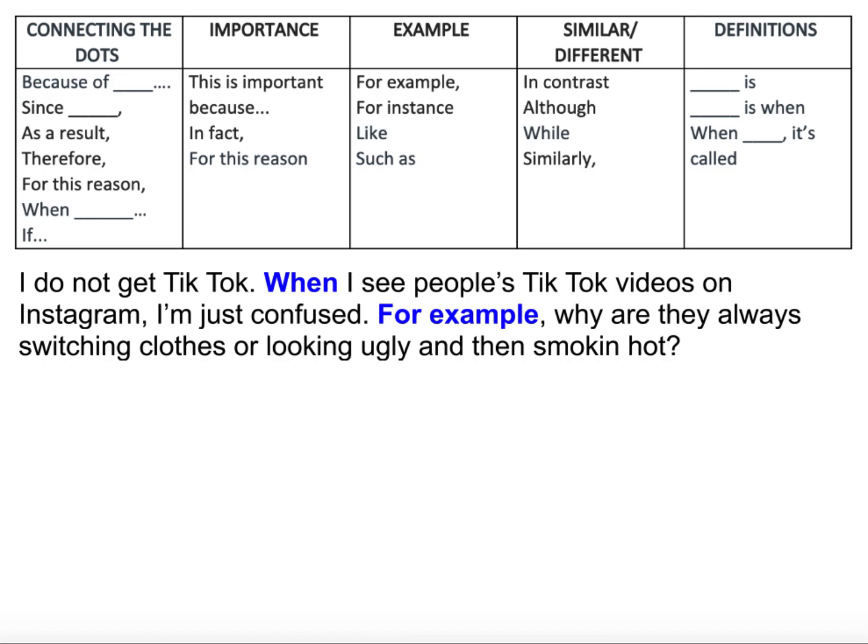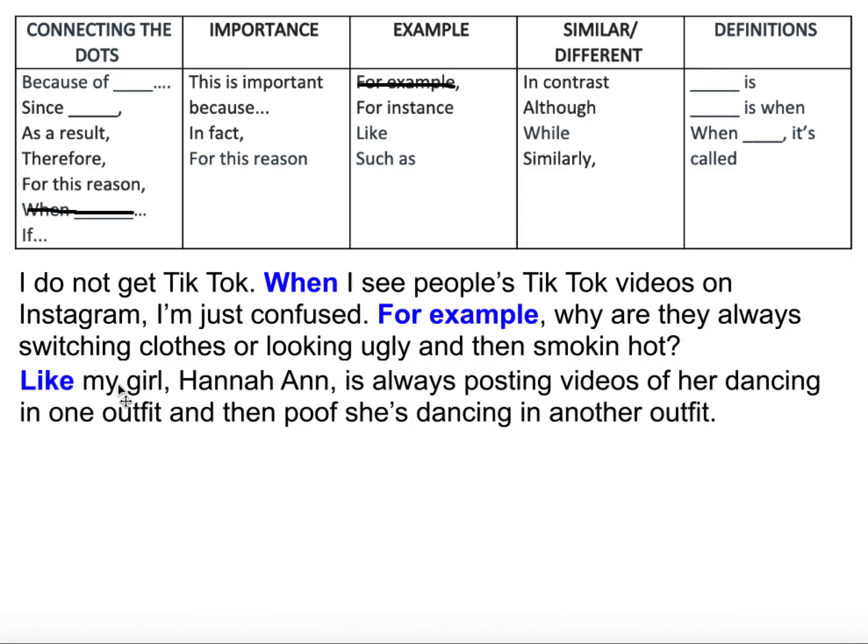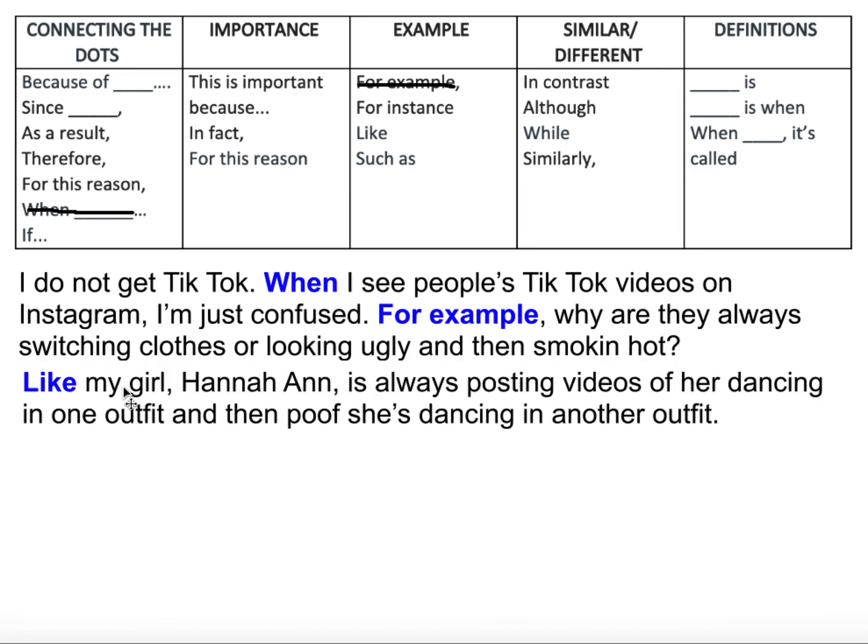So I have the beginning of this paragraph here. I don't get TikTok. When I see people's TikTok videos on Instagram, I'm just confused. For example, why are they always switching clothes or looking ugly and then smoking hot? So I've already used the transition word when, and then for example. So I'm going to continue building. Like my girl Hannah Ann is always posting videos of her dancing in one outfit and then poof, she's dancing in another.